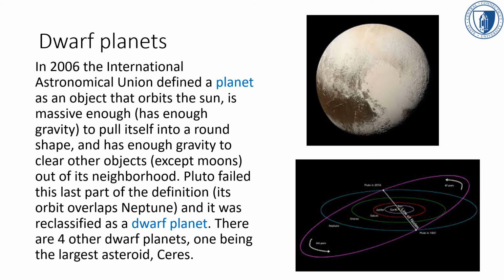But it turns out that we defined a planet as an object that has enough gravity to pull itself into a round shape and orbits the sun. But a planet also has to clear its orbit of other objects, and Pluto fails this part of the definition because its orbit overlaps Neptune, and therefore it was reclassified as a dwarf planet. Now there are other dwarf planets. One of the largest of these is the largest asteroid, known as Ceres, in the asteroid belt.